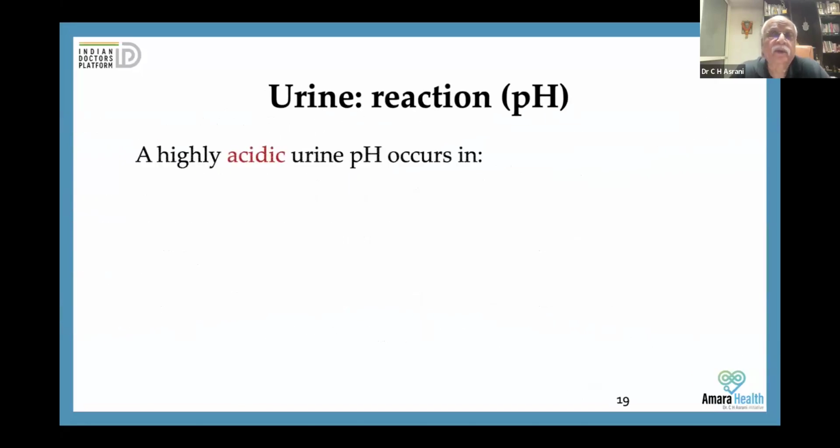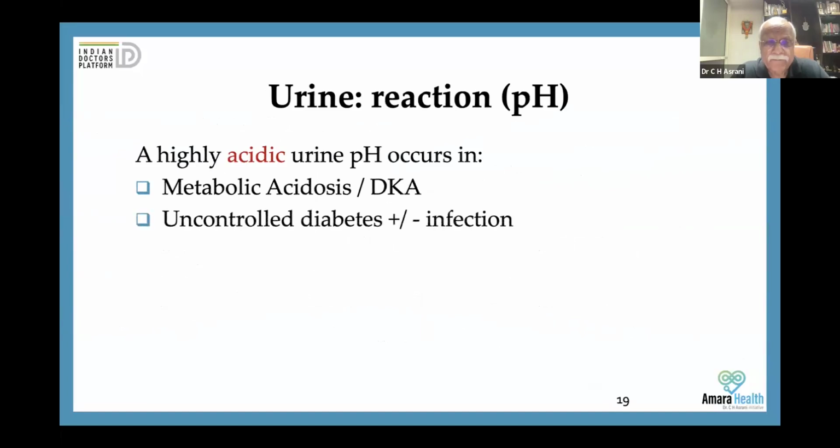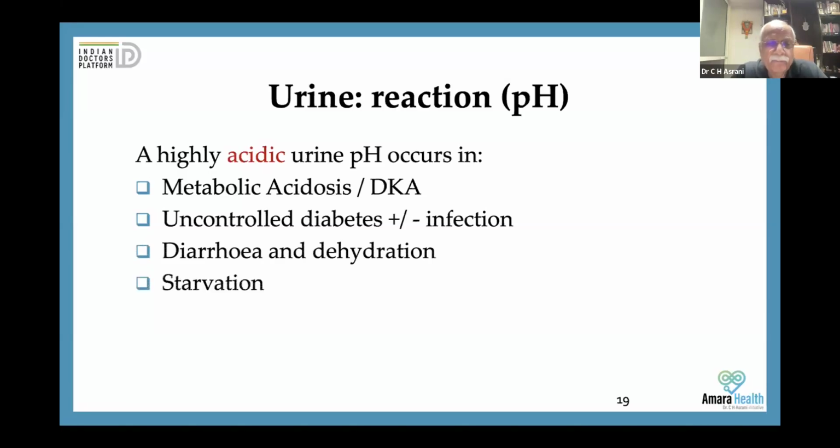Highly acidic urine, that means pH below 5, occurs in metabolic acidosis, diabetic ketoacidosis, uncontrolled diabetes with or without any infection, may not be UTI. But understand, UTI is the commonest infection in a diabetic, whether controlled or uncontrolled. Diarrhea, dehydration, starvation. When people are starved, the urine becomes acidic.